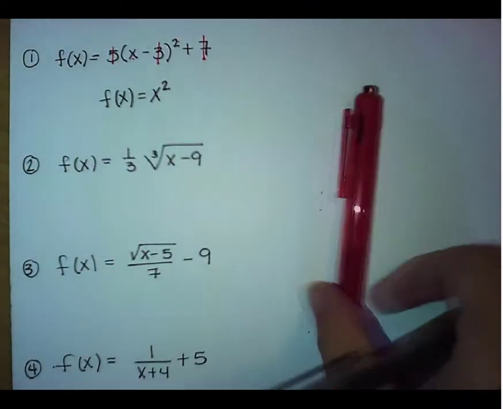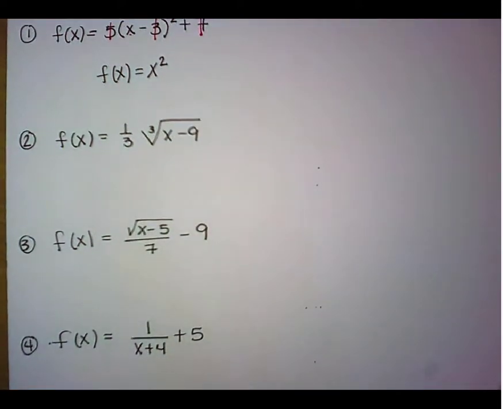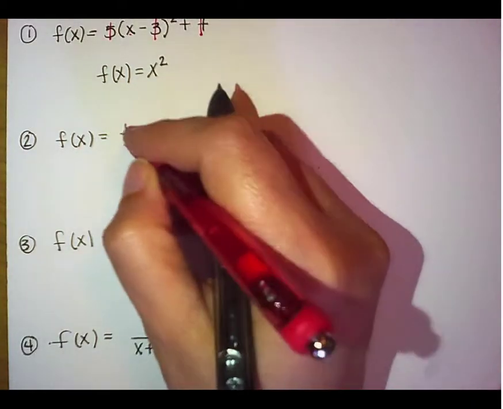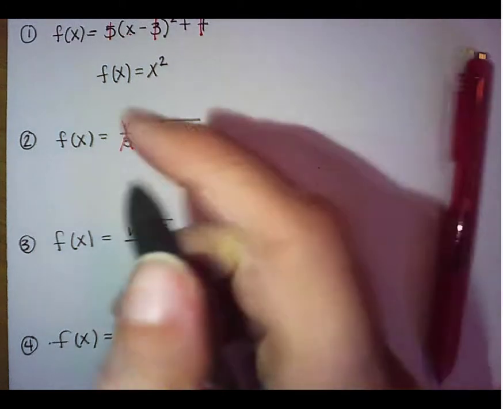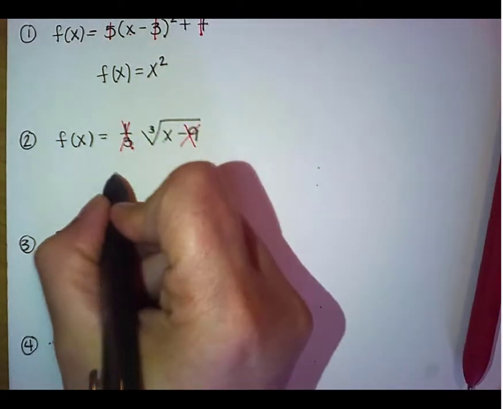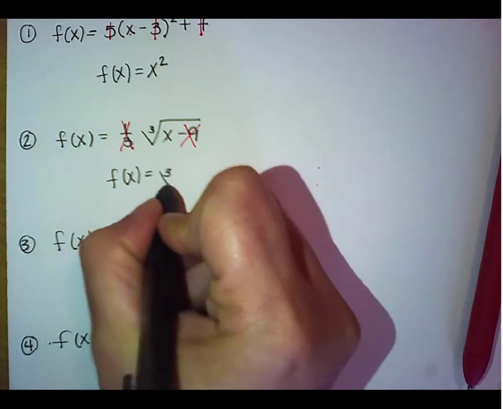Okay, same thing with the next one. We want to take away anything that's multiplied, added, subtracted, or even divided onto our variable to see what we have left. So in this case, we would lose the 1/3 here, and we would lose the -9. The only thing left would be the cube root of x. So our parent function here would be f of x equals the cube root of x.